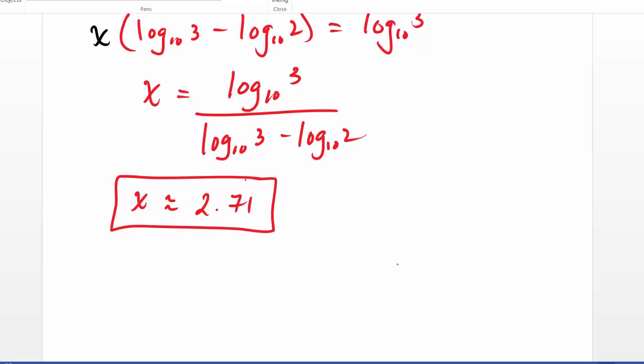Alright, and I'll go ahead and stop right there. In the next video, we'll work on solving logarithms with different bases, and this presents a different type of challenge.